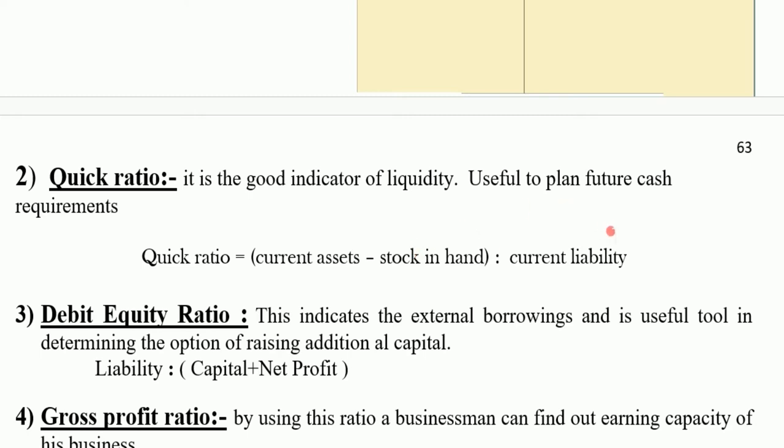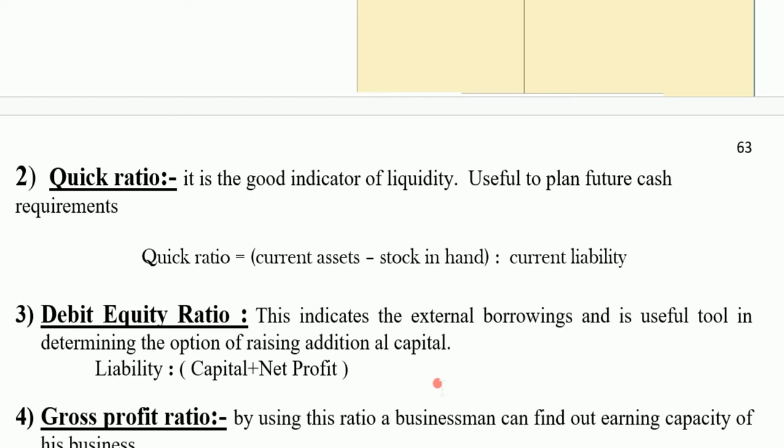It is a good indicator of liquidity. To find out the liquidity of a business, we use the quick ratio, and it is helpful to plan for the future cash requirement. Quick ratio is equal to current assets minus stock in hand to current liability. That is, current assets minus stock in hand to current liability is the quick ratio. Then the debit equity ratio.